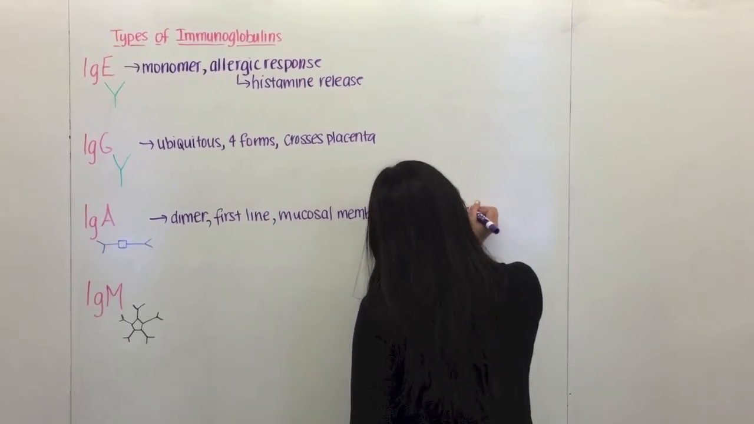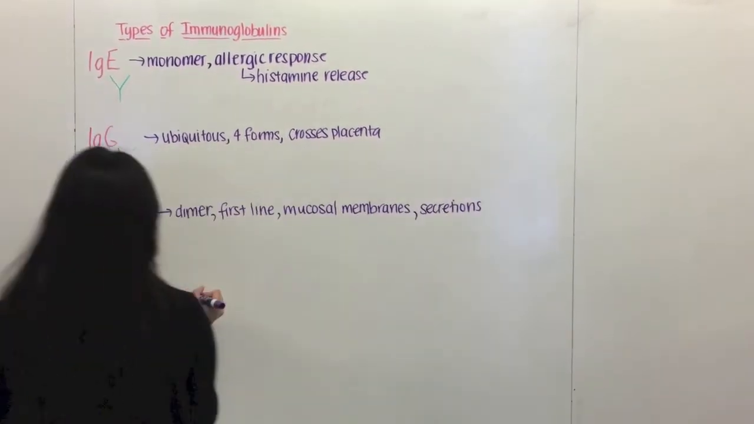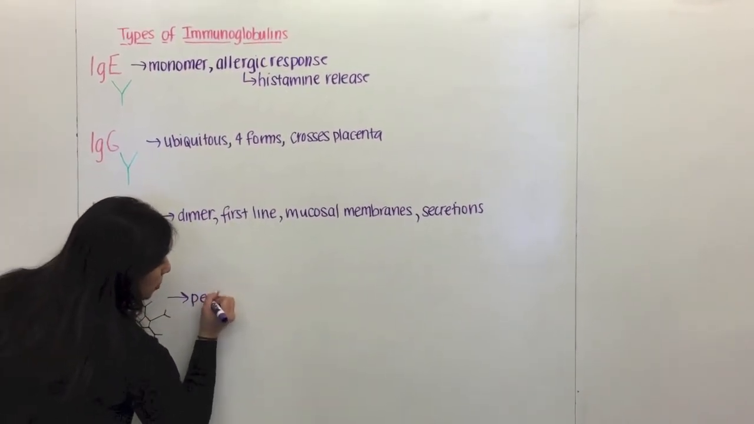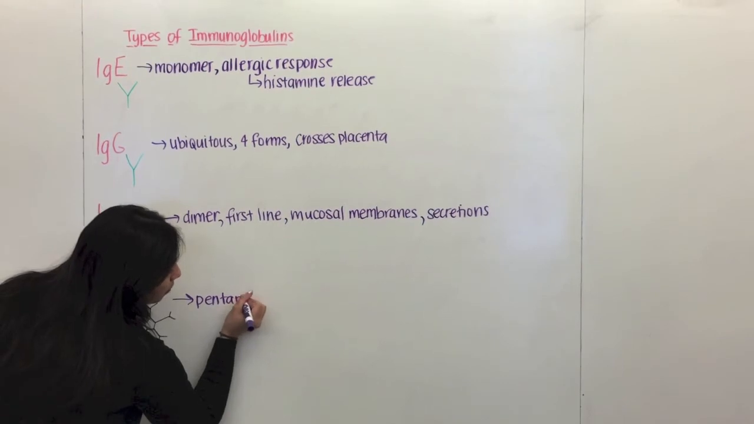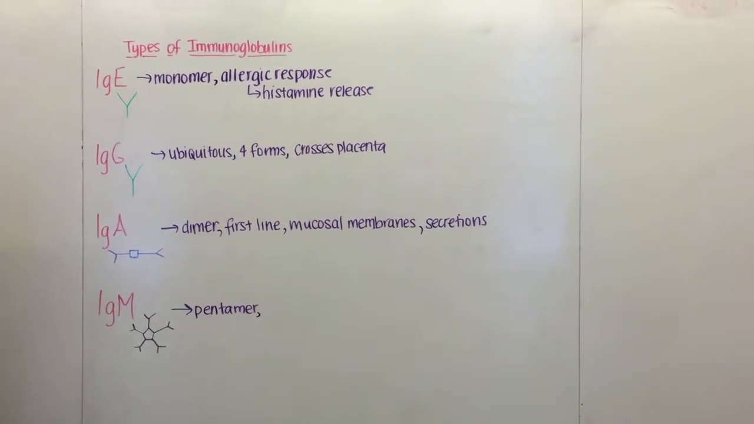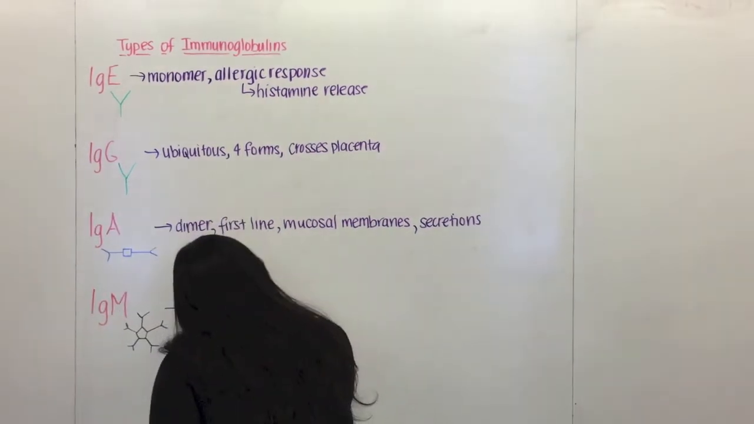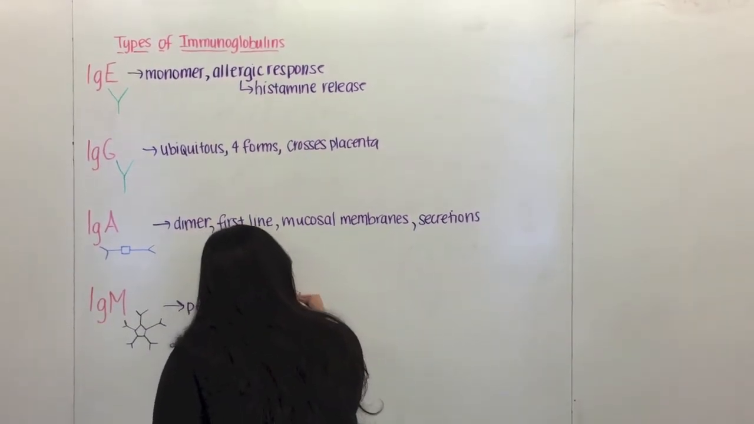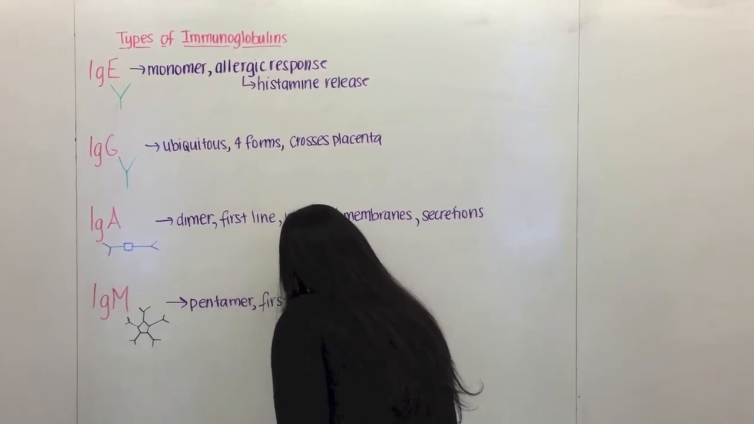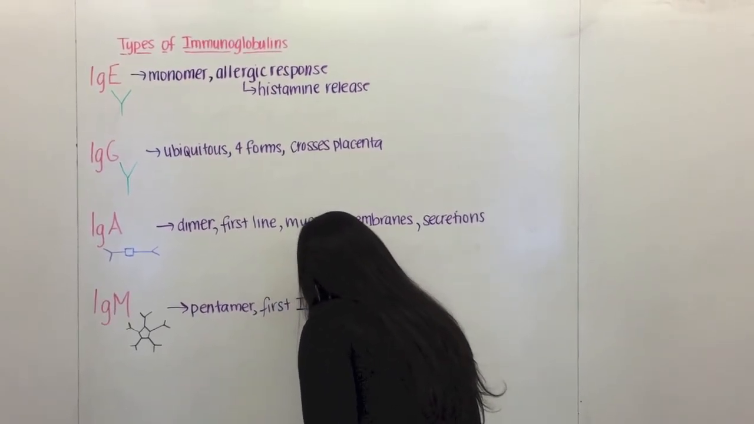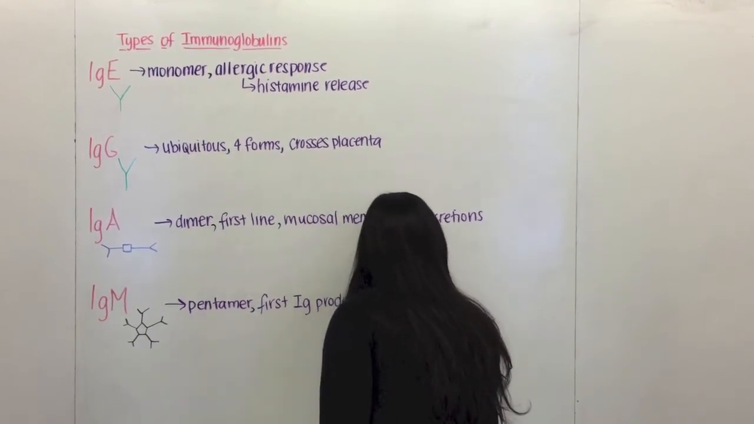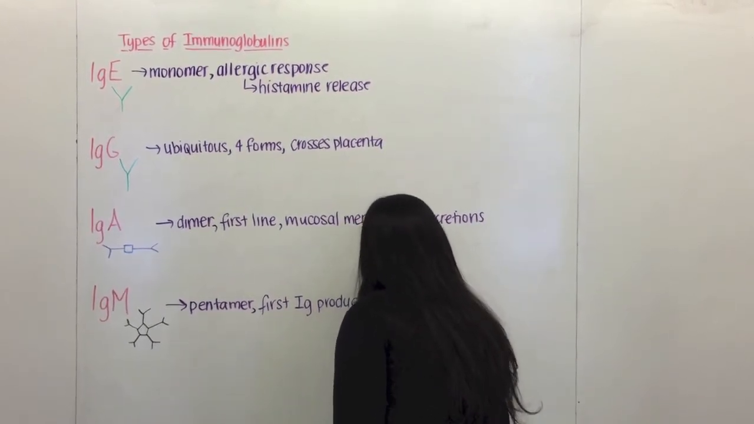Lastly, we have IgM, which is the biggest of the immunoglobulins. It is a pentamer, which means that there are 5 monomers attached at a central location. And IgM is kind of the first immunoglobulin produced, so it's found on B cells. When you first get an infection, the B cells are able to churn out large amounts of IgM, and that is generally a good indication that someone has had a recent infection.